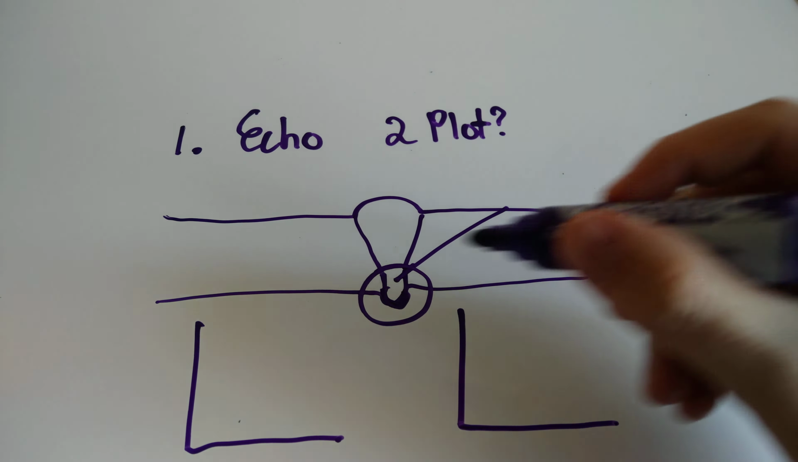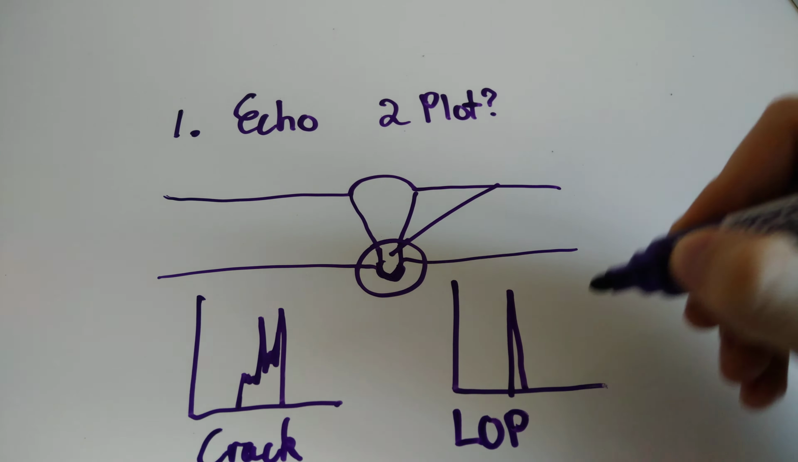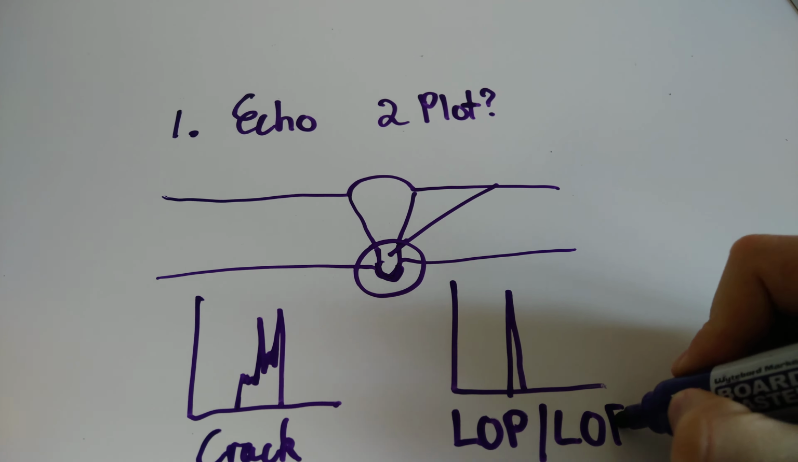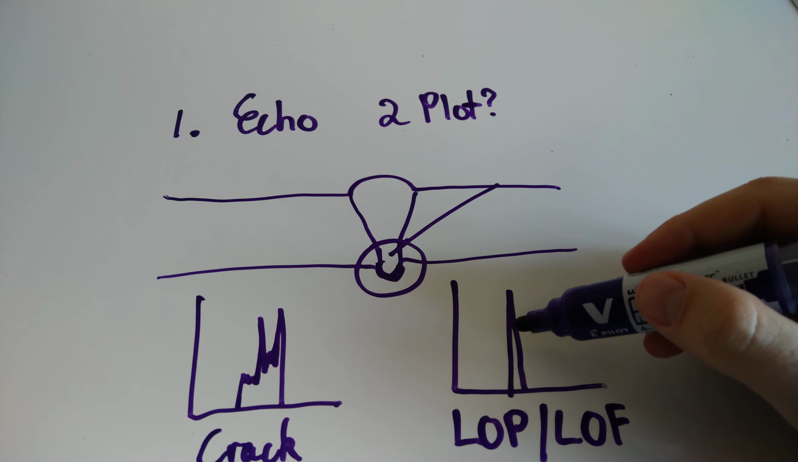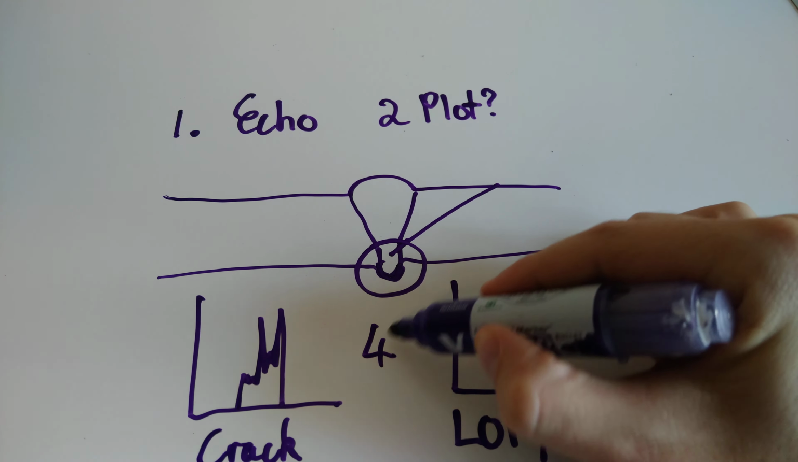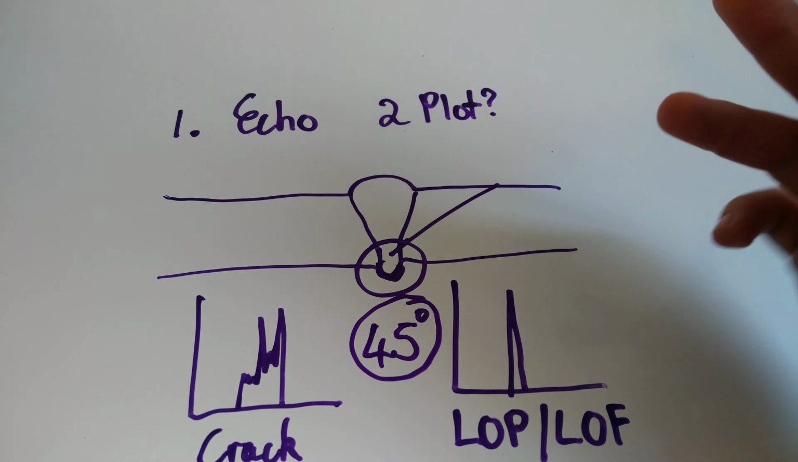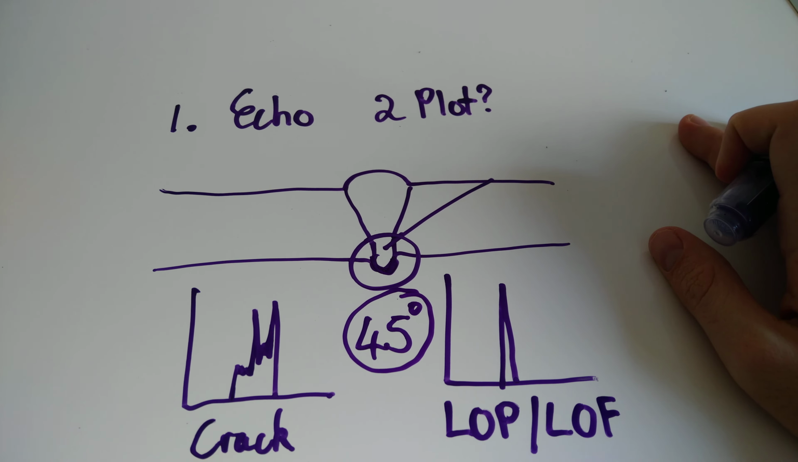If I see something like this, it's a bit of a wider echo. Now obviously that's exaggerated, but it's a wider echo and it's quite high amplitude. I would believe this to be a crack. And if it's something a little bit cleaner, I would think this is more of a lack of penetration or a lack of root fusion. This will obviously have a little bit less response than this. Typically for your root indications, you'll use a 45-degree probe, although this is not guaranteed. This is just a guideline of how you can go about identifying your indications.